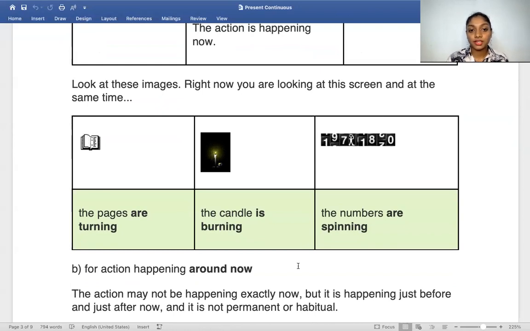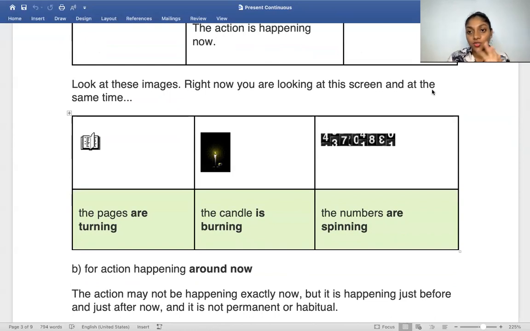I'm not sure if you can see this. Can you see? Some actions are happening right now. Okay, it's like magic, no? Now something is happening. Can you see it? Okay, now what is happening right now?